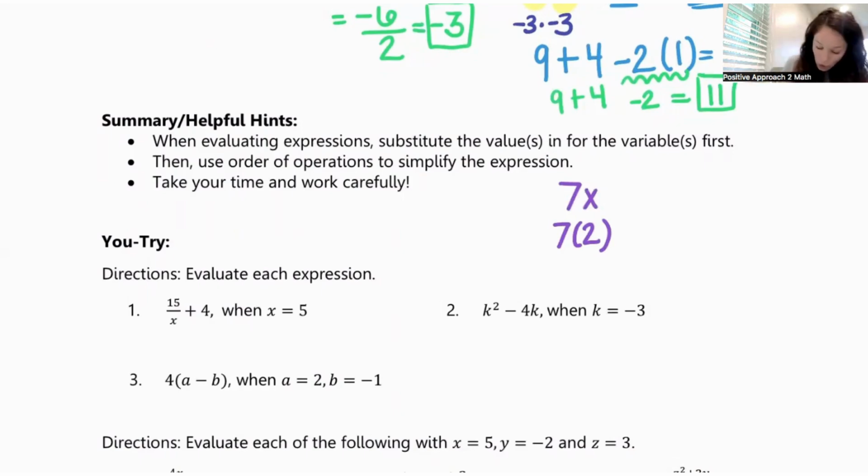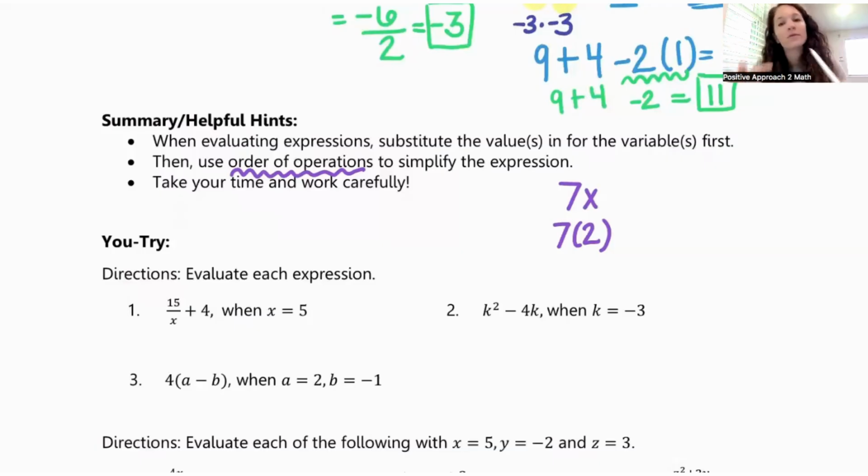Make sure you use your order of operations. So whether you think of it as PEMDAS like I do, or you have a different acronym to remember, that you're doing your grouping, your parentheses first, exponents, multiplication and division, we work left to right, get all the multiplication and division out of the way, addition and subtraction last, left to right. And then just finally, take your time and work carefully. It's really easy to make a single little tiny mistake that will throw you off.